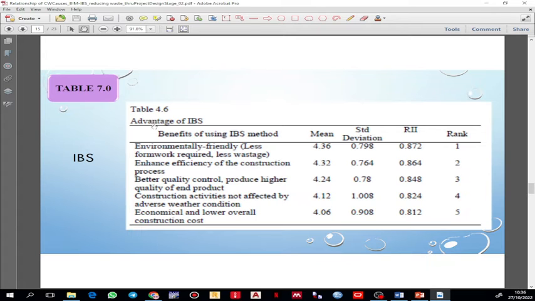Then the advantages of IBS, the benefits of using IBS. The highest ranks are environmentally friendly, less manual work required, and less wastage. It can enhance the efficiency of the construction process, better quality control, and produce a high-quality end product.